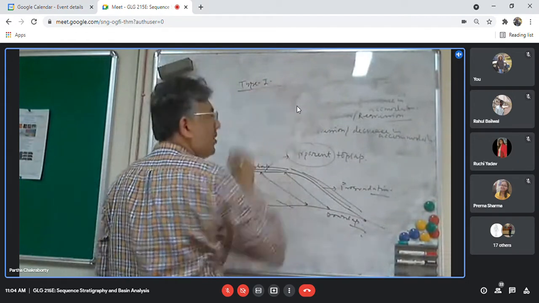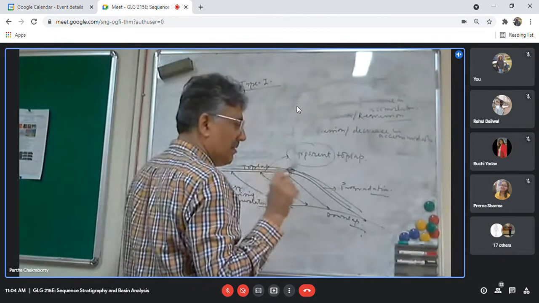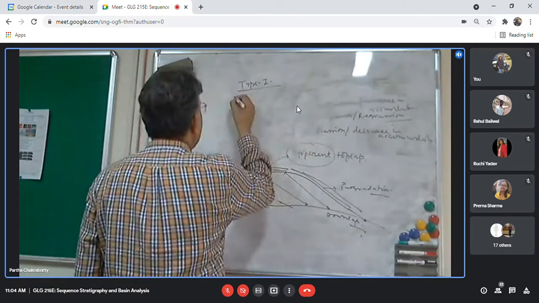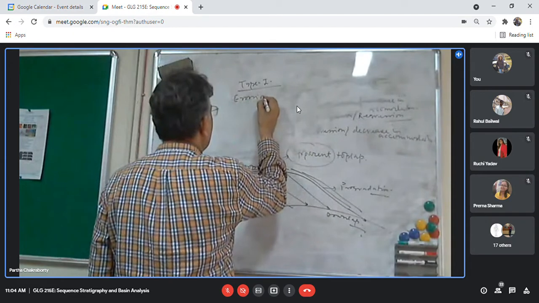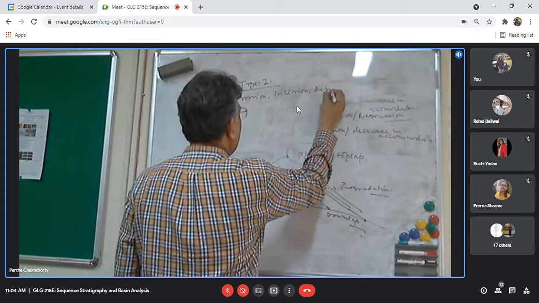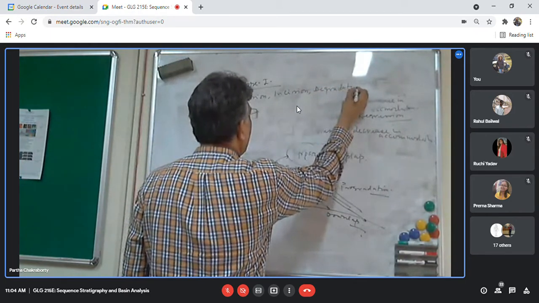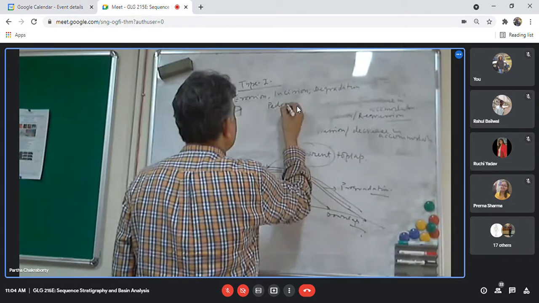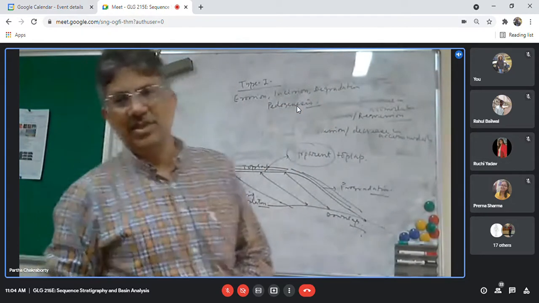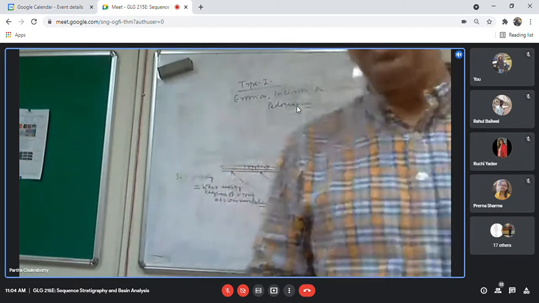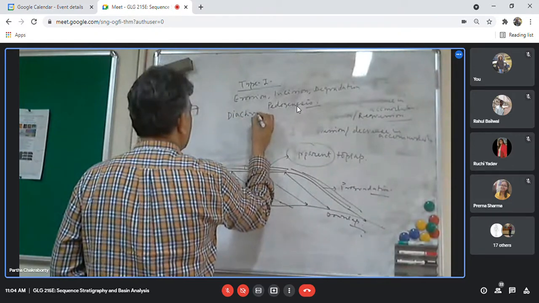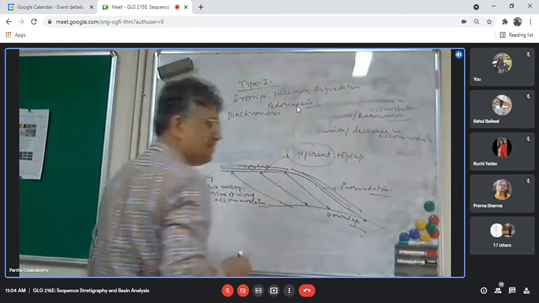And how will it be characterized? It will be characterized by erosion, incision, degradation, and pedogenesis. These are all characters of subaerial exposure. It is a diachronous surface.